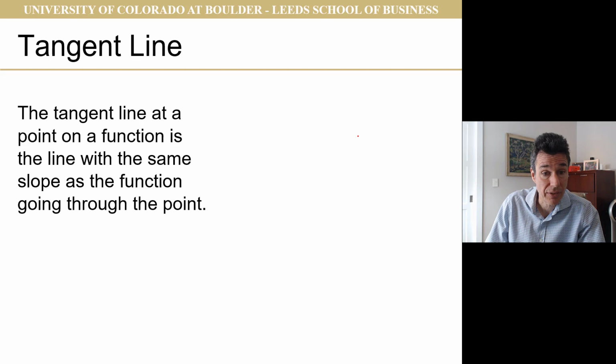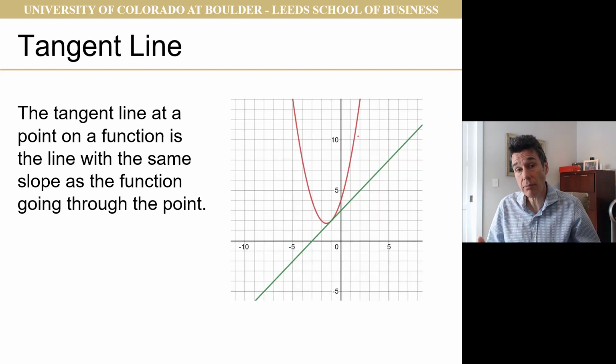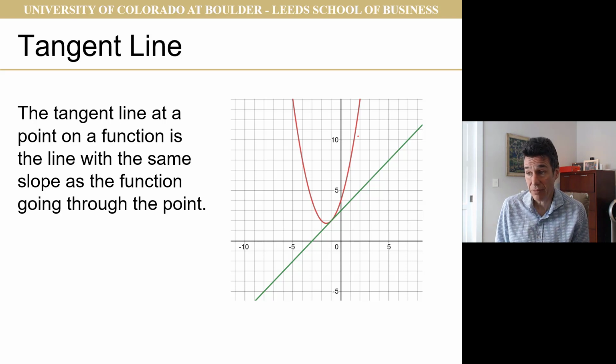Last part of this class is I want to talk about the tangent line. So the tangent line at a point on a function is the line with the same slope as the function going through the point. So if my function here is in red, my tangent line is in green at the point, it looks like the point -1, 2. Okay, so the tangent line goes through the same point of the function and has the same slope.